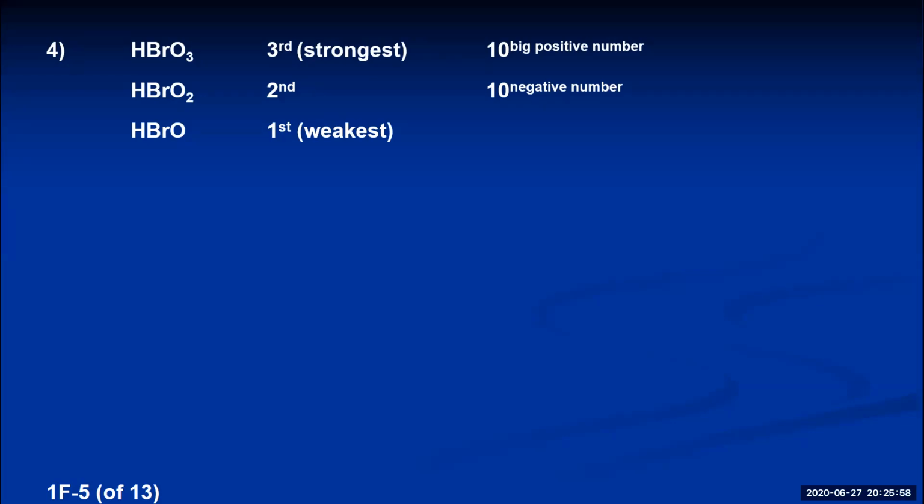Then, because HbRO is a weaker acid, that means its Ka value must be smaller than whatever you had for HbRO2. So whatever you had for HbRO2, as long as what you put for HbRO is smaller than that, then I would mark that right.